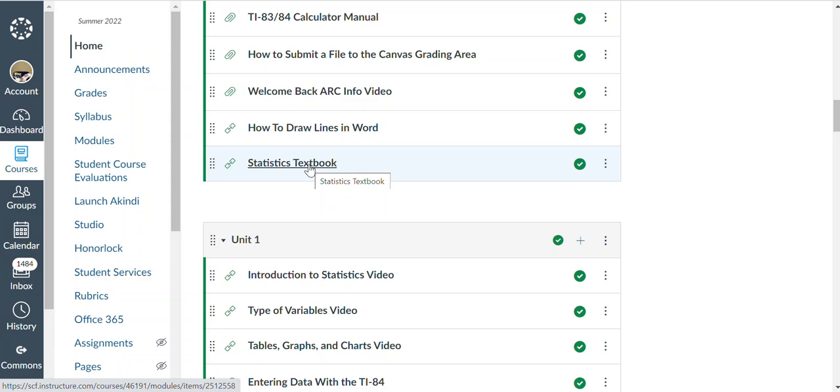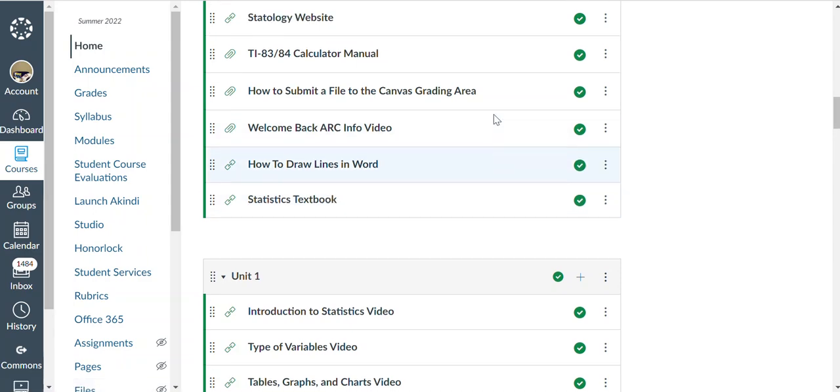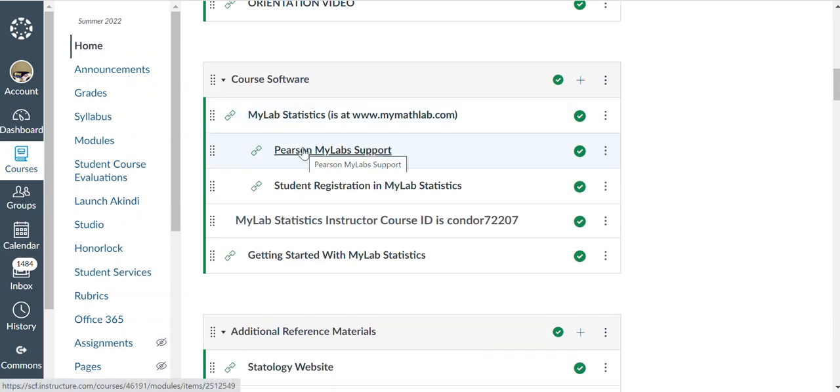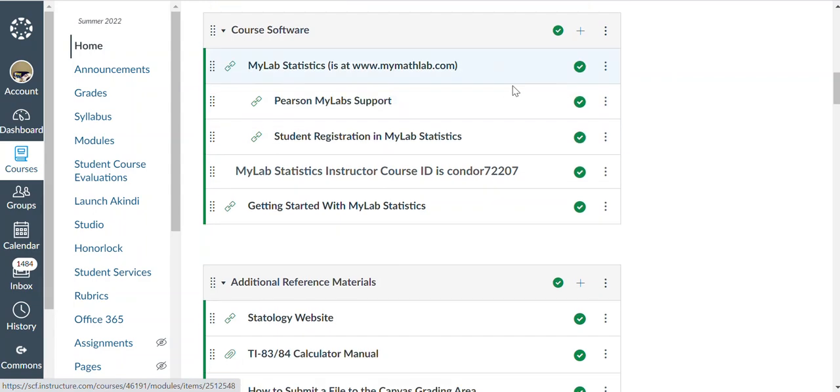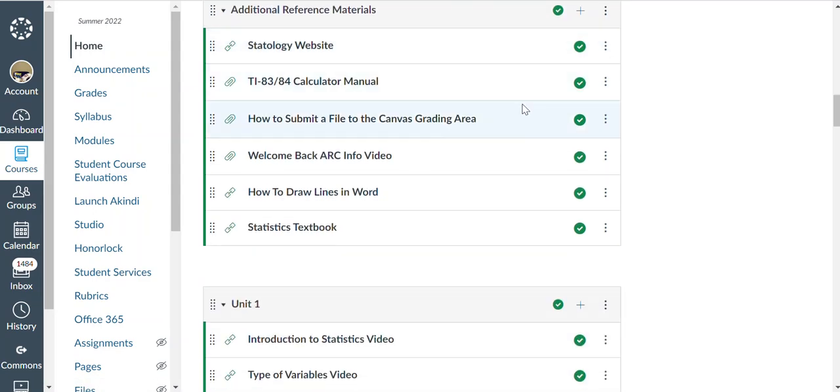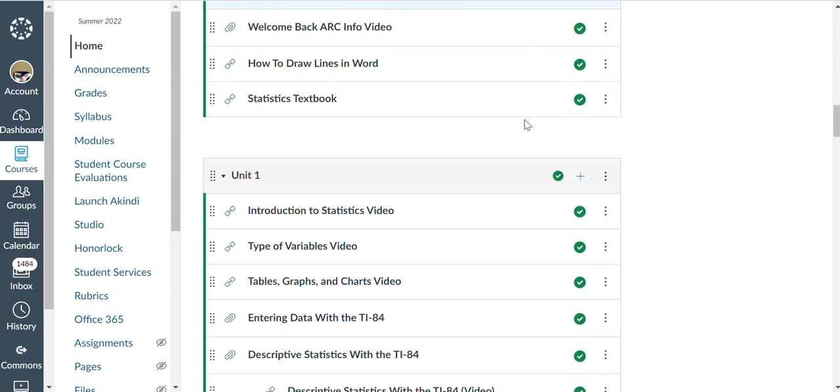Some students buy the ebook with the MyStatLab registration, but they say, I like a hardcover book. I like the feeling of a book in my hands. I don't want to look at the computer and do my math. You can do that, although it's expensive. I think the stat textbooks are a couple hundred dollars. But this will take you to where you can purchase that.